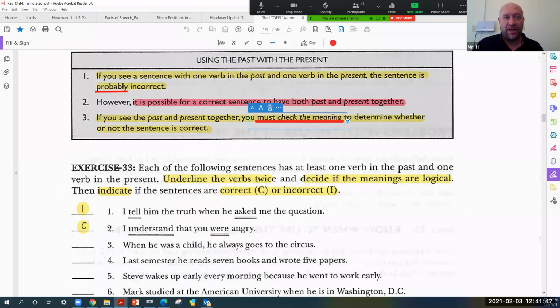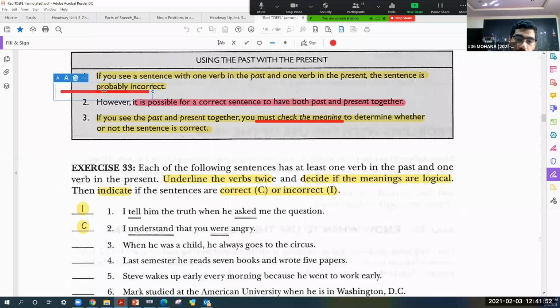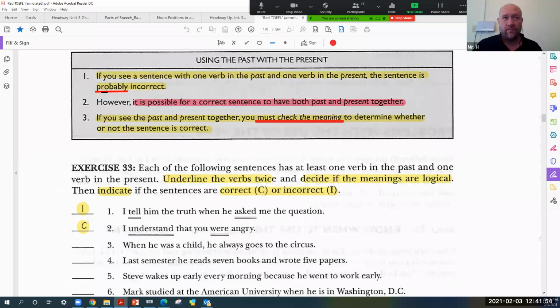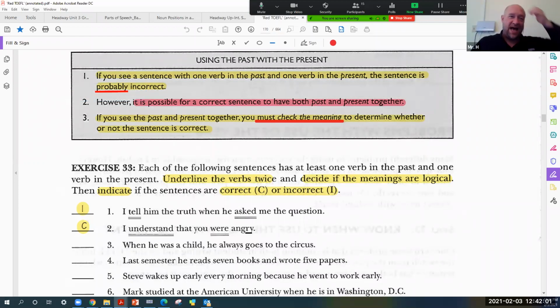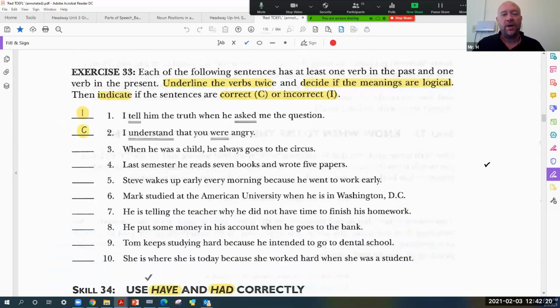Okay. All right, Mohana, how do I do the exercise? Underline the verb twice and decide if the meaning is logical. Yep. Underline the verb twice and then decide if it's logical. Then what? And then indicate if the sentence is correct or incorrect. All right. Let's look at number 1.